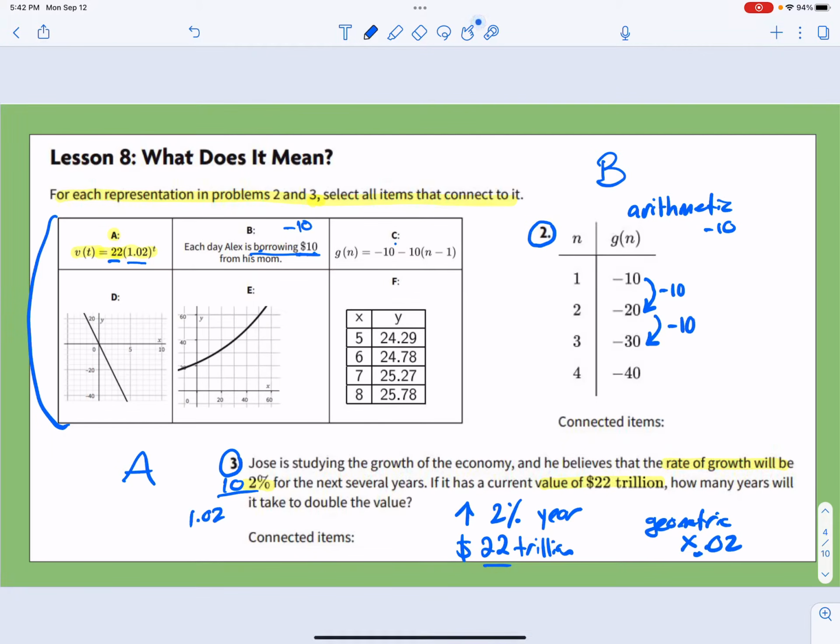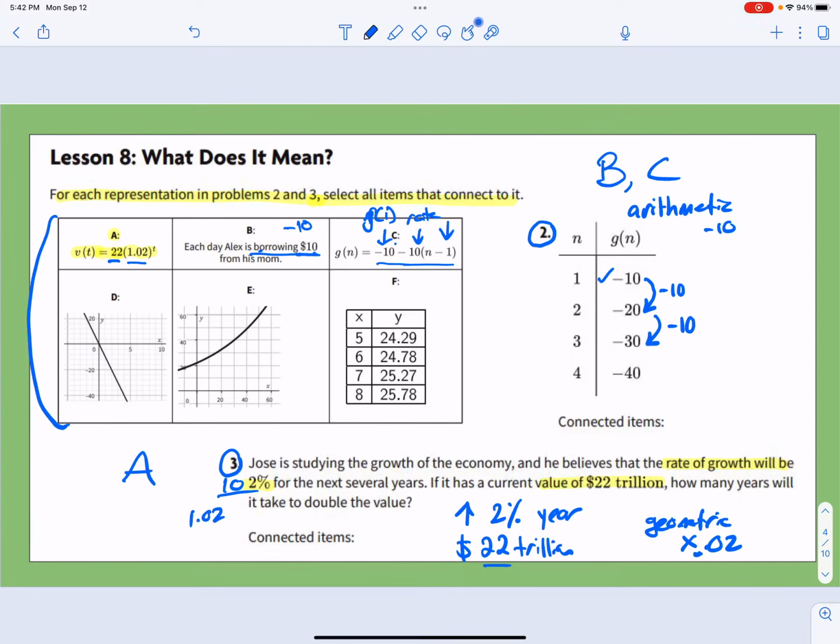For C, we can see minus 10 to the n minus 1. What this represents for us here is we can see this is our first term, that is our f of 1, or in this case here, our g of 1, our first term. And we can see that our decrease, our rate, is here, minus 10. And this becomes what we use for our arithmetic sequence. So we can say that C also goes there.